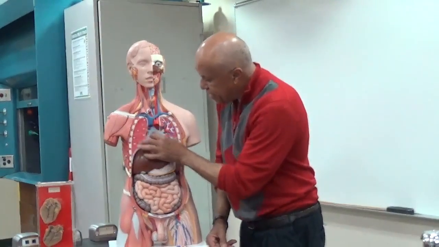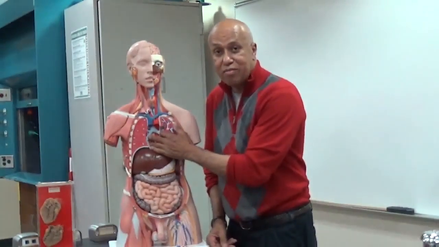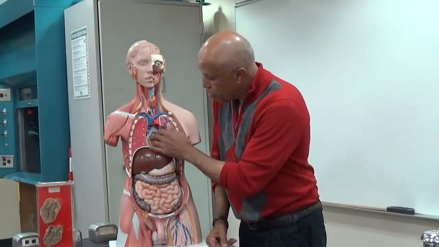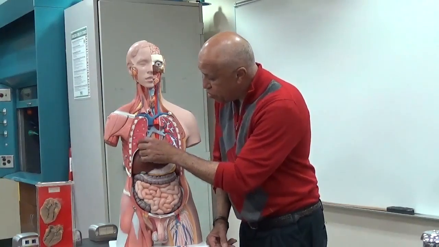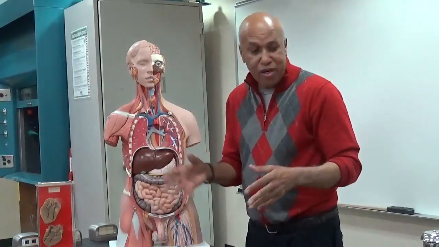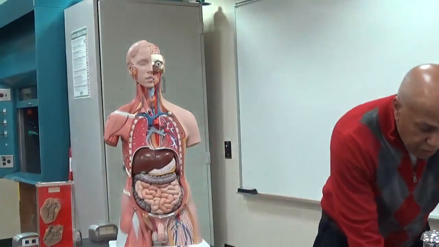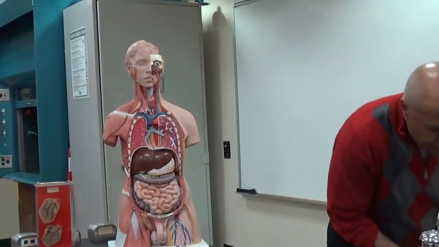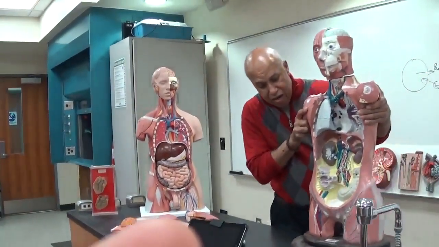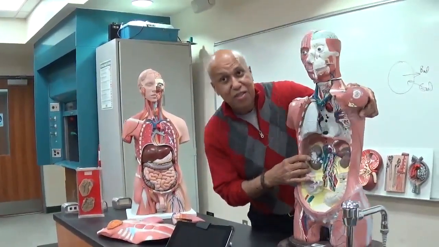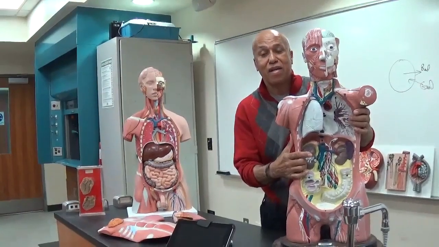So you have a trachea that branches into two main bronchi. The bronchus, and then they go into bronchioles, and they branch like branches on a tree. Here's another model. Excuse me, I'm going to pull it up, and you can get a better idea of how it branches.